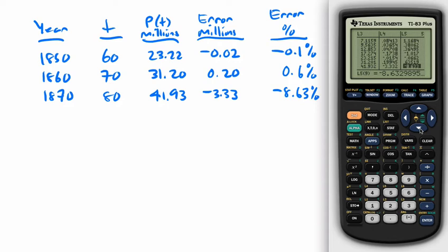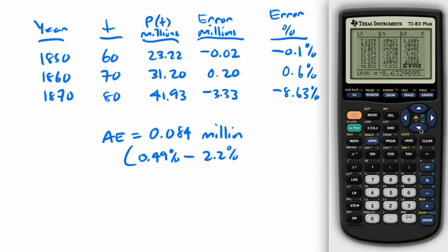Okay, so recall again, the average error for our model is 0.084 million, and that corresponds to, over the data set that went into that model, a range of about 0.49% to 2.2%.